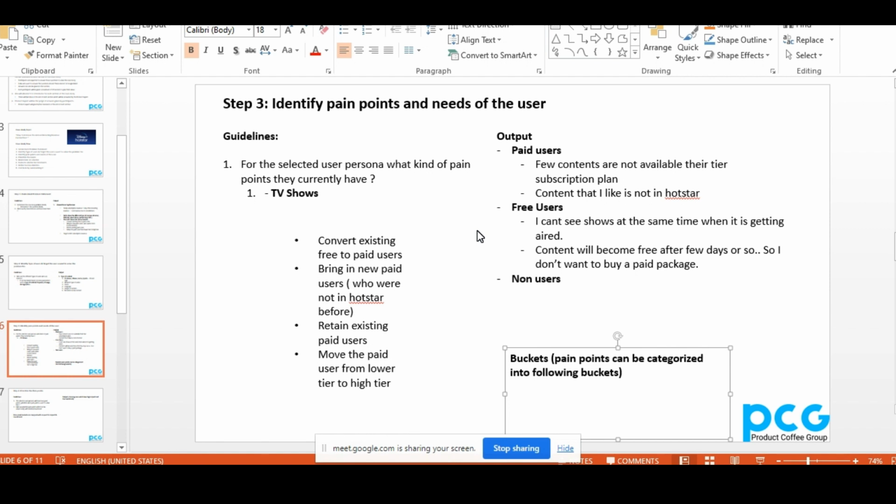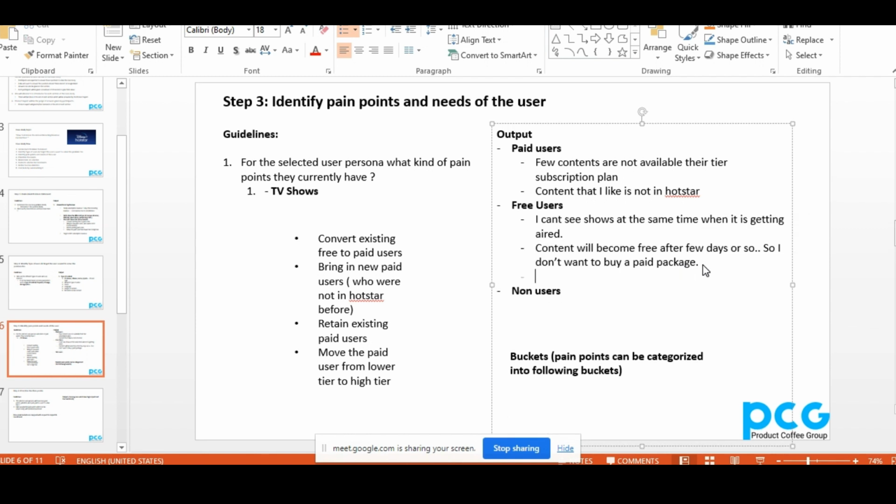Yes. So why is he not moving? That is the point. For example, this Sonakshi mentioned content: I know that it's going to become free after a few days, so why should I move? Why should I buy a paid package? That is actually preventing me from becoming a paid member. So let's think in terms of what is preventing the users from becoming a paid member.